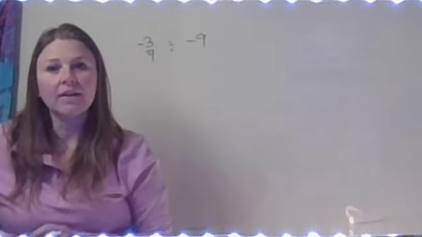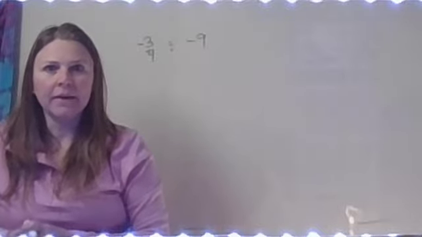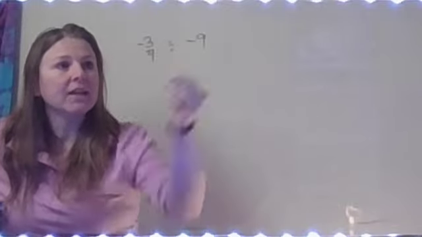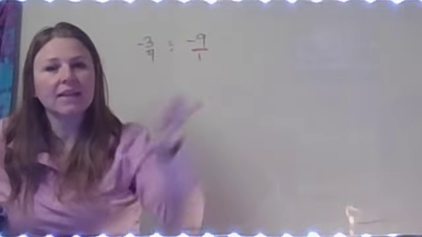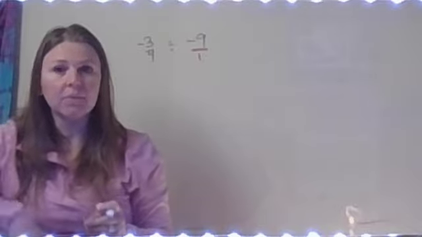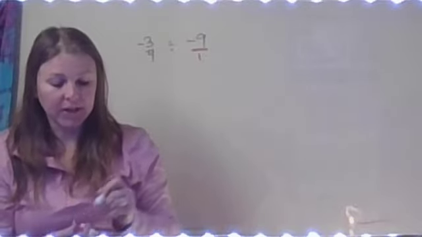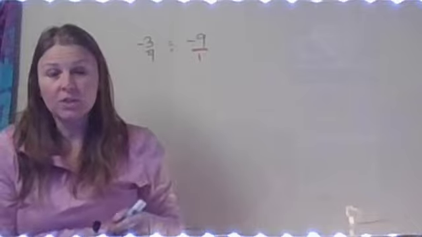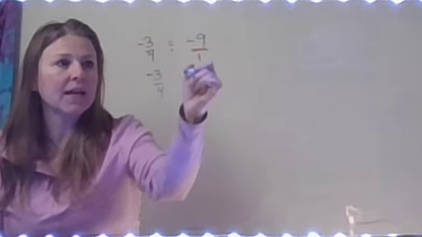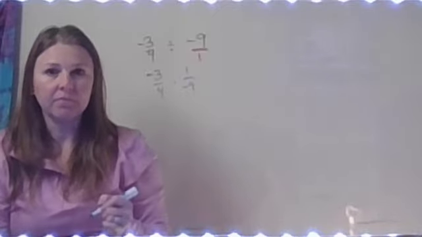By -9. Now, you might be thinking, well, what do I do? Because -9 is not a fraction. But you can make that a fraction. -9 is the same exact thing as -9/1. You can always do that. Every time you have a whole number, you can make it a fraction. So now you would just multiply by the reciprocal. So -3/4 times 1 over -9.